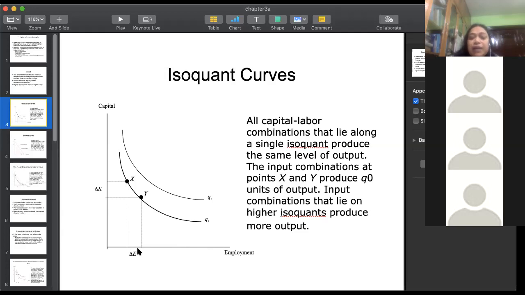Okay. So what does that mean? Delta K is the marginal change in capital, right? And delta E is telling you the marginal change in employment. So what does this slope tell you? Change in capital divided by change in employment. The marginal change in capital divided by the marginal change in employment, or marginal change in labor.